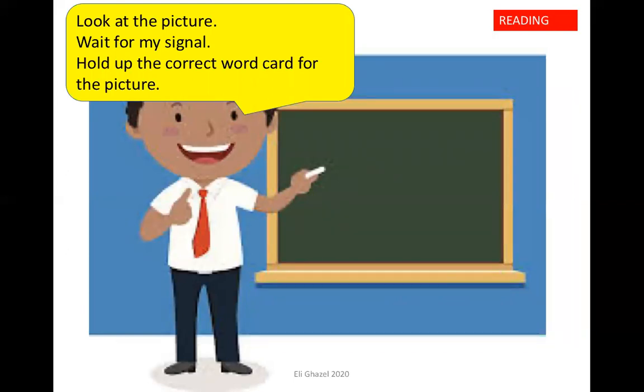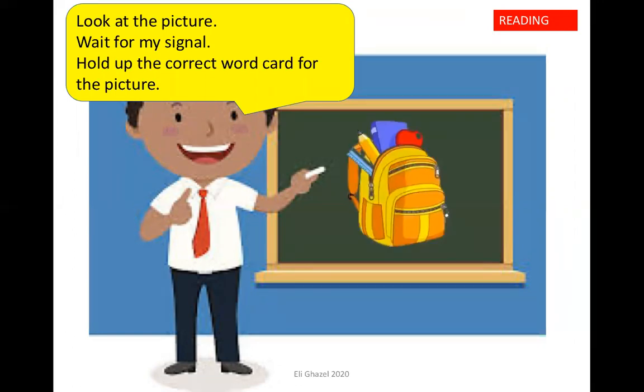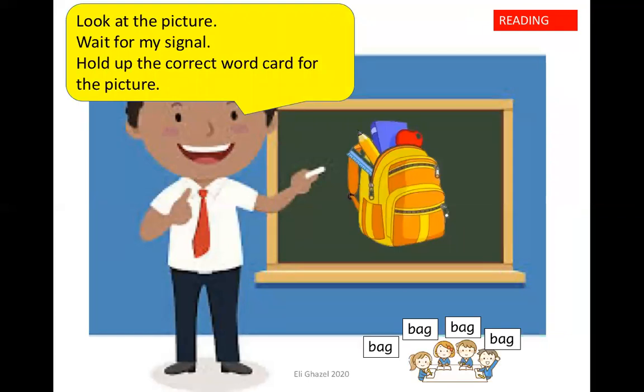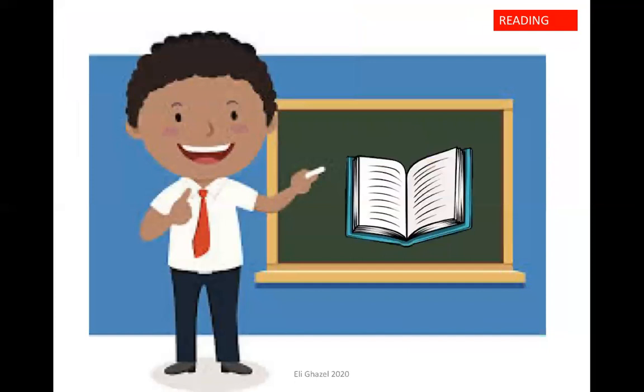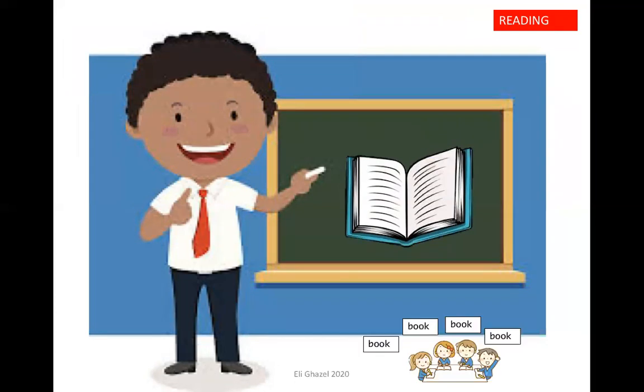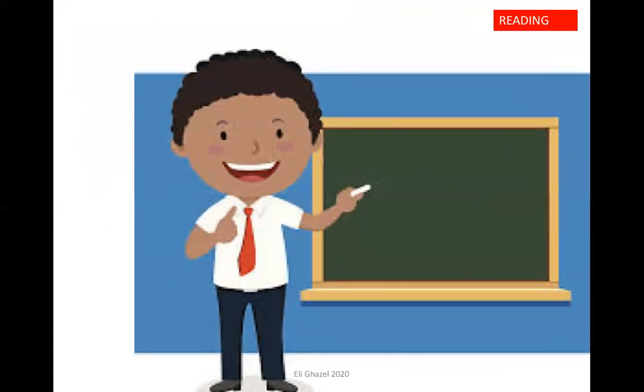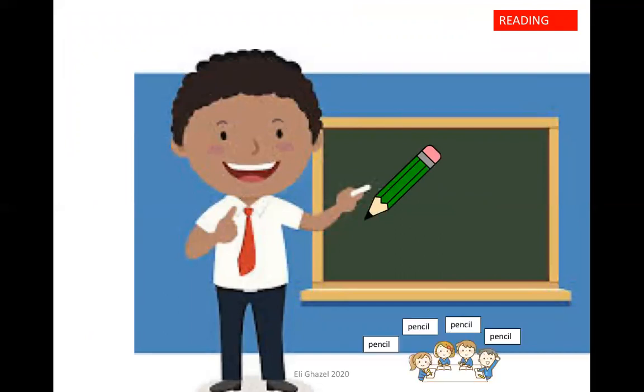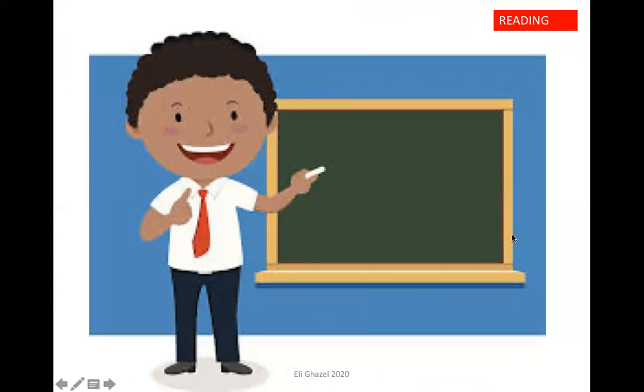We've got the instructions. Look at the picture, wait for my signal. Don't hold up the card before I signal. Then hold up the correct word card for the picture. So you put a picture and the kids have to hold up the correct word card. Remember, this is going to be silent now. They hold up the correct card. You put up a picture, they hold up the card. So this is pure reading, right? You are scanning the word cards in front of you every time you want to pick up the right one and hold it up. Let's try this again.